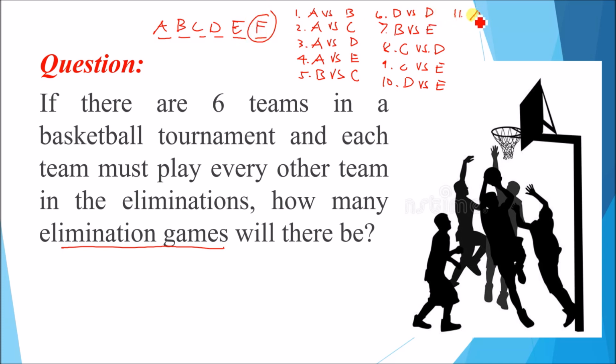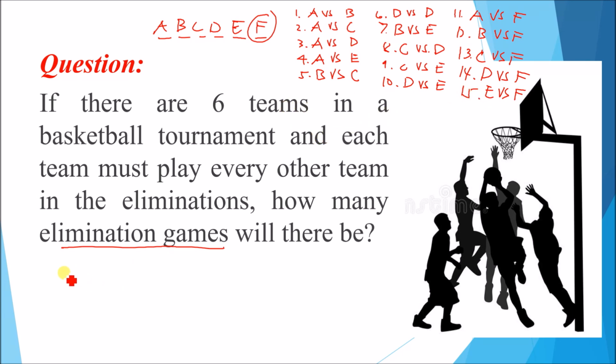We have A versus F. Yan. Sino pa? B versus F. Yan. 13, we have C versus F. We have 14, we have D versus F. And the last one, kung tutusin, we have E versus F. Yun yung pinaka-last na pwedeng game na pwedeng mangyari. Or if you want to verify your answer, dapat 15 ang lalabas.